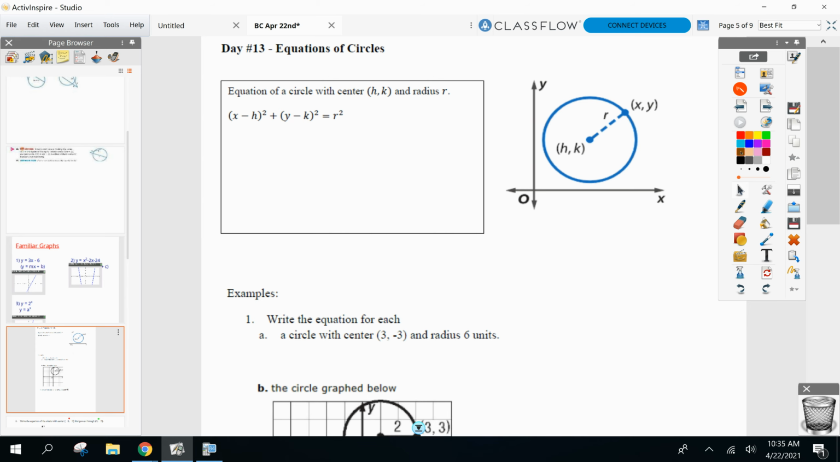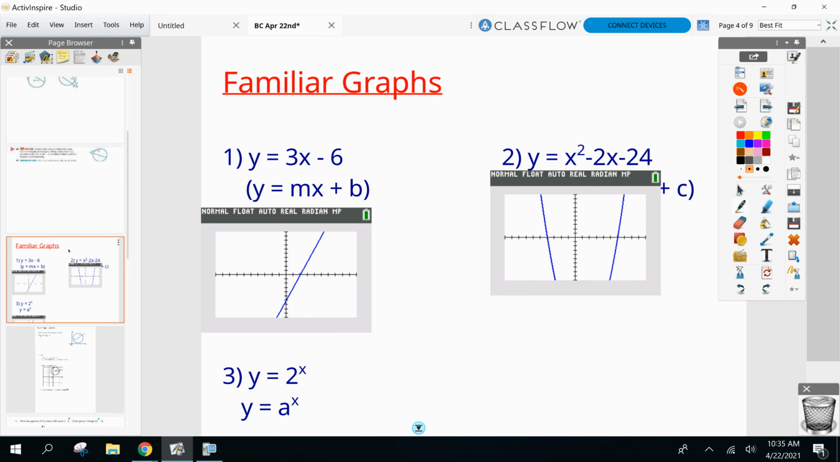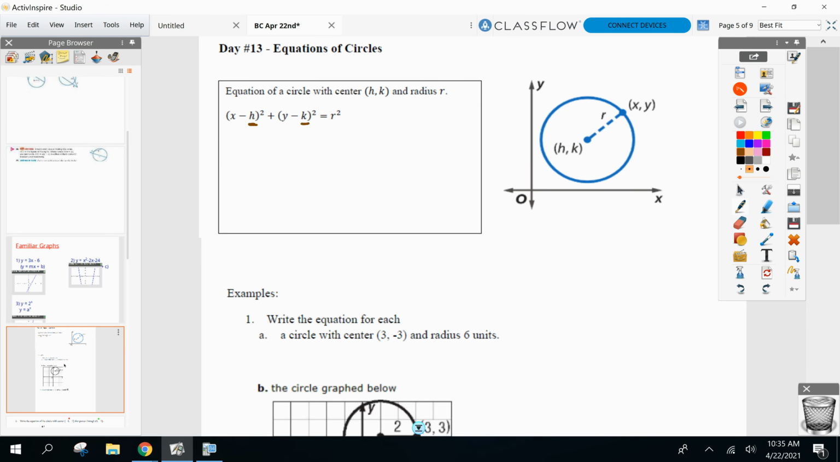You're going to have a number plugged in for h and for k. Don't you always see numbers plugged in for m and b? Yeah, you do. That's the slope and the y-intercept. Well, h and k are the center of the circle. Those numbers you see plugged in for h and k represent the center of the circle. The h is the x-coordinate of the center. K is the y-coordinate of the center.